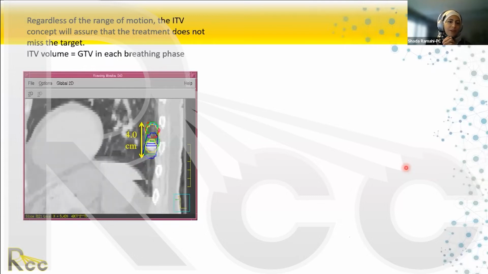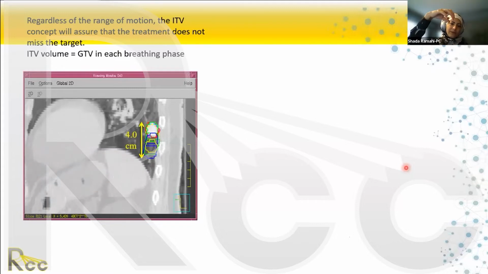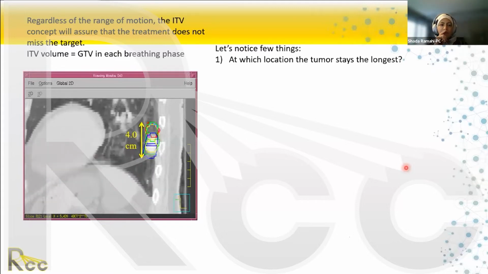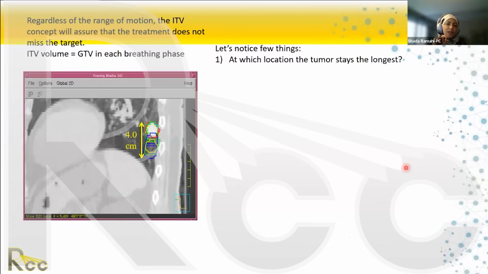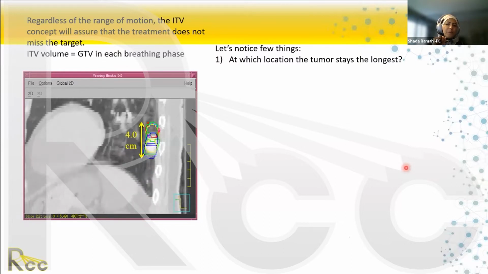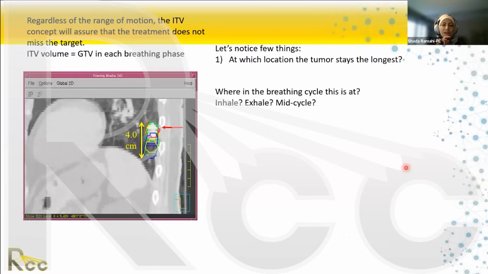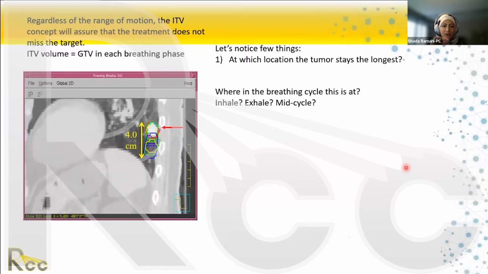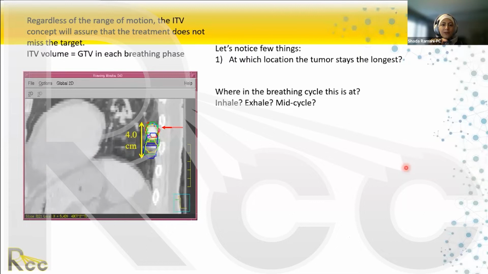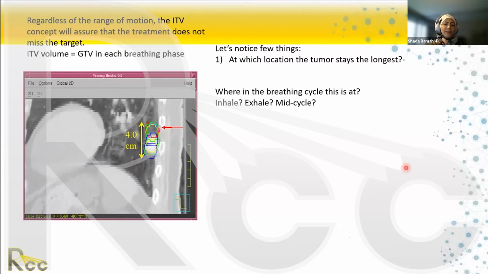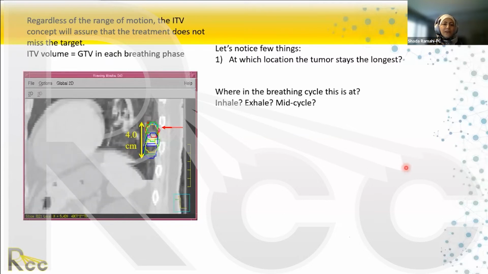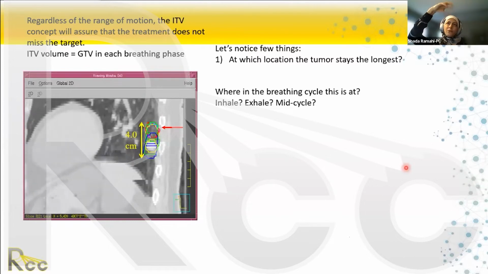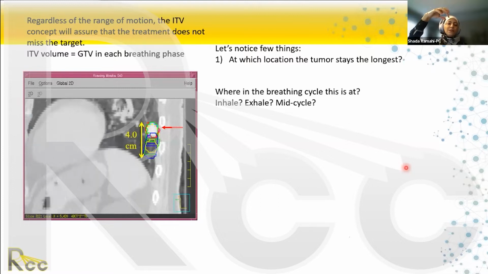Clearly, you can see the GTV in every phase. You could see it go up and then it goes down. And if you look at it, there is a location where the tumor stays the longest, right? And it's right here. Think about when you're breathing, when your lung is expanding or contracting. Where do you think this location is? Is this maximum inhale? Is it maximum exhale? Or is it somewhere mid-cycle? This is an actual patient, by the way. And the range from most superior to most inferior location of the tumor is 4 cm.